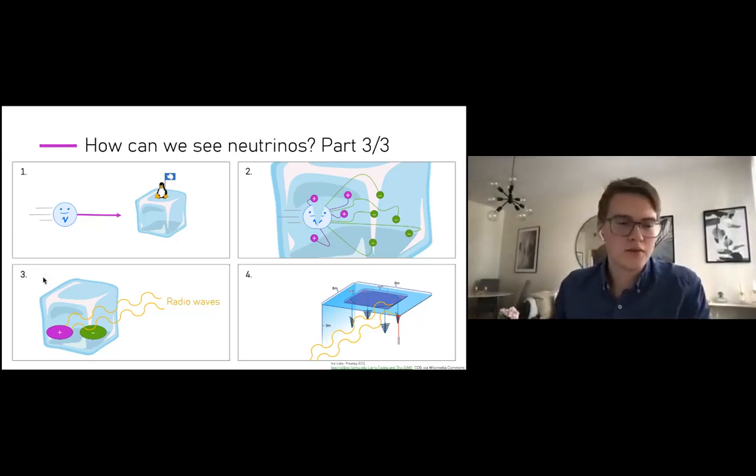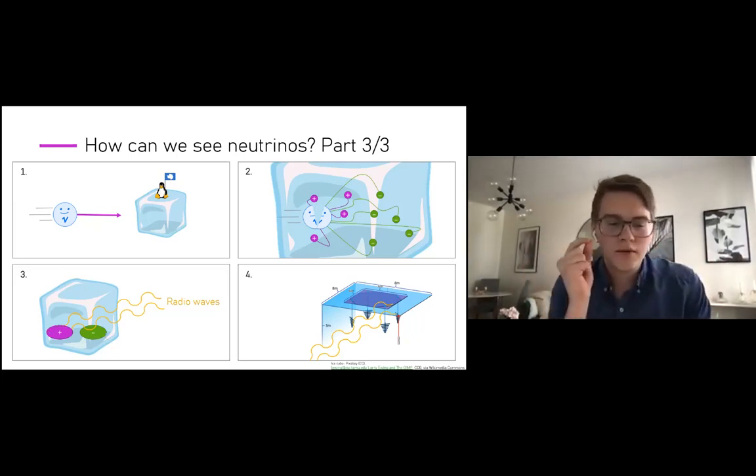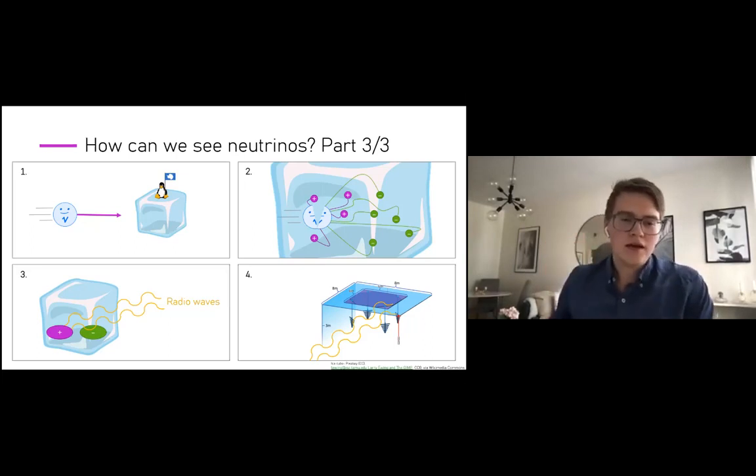And in step 3, these positive particles and negative particles separate. And this separation will create radio waves. So some radio waves will be emitted inside the ice. And in step 4, the radio waves will reach our antenna station and we can listen to them. We can look for them, we can measure them, just like you can measure radio waves on a radio.